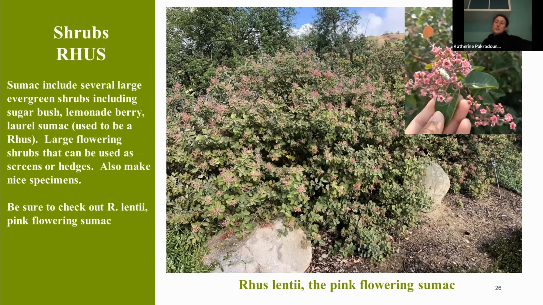So the Rhus genus has just a few different clean evergreen shrubs. One of my favorites is lemonade berry, sugar bush is another. And then this one is an interesting one. This is called Rhus lentii, or pink flowering sumac. I believe it's either from Baja or from the Channel Islands. I don't quite remember.